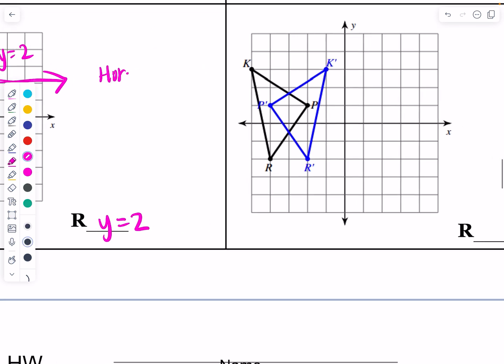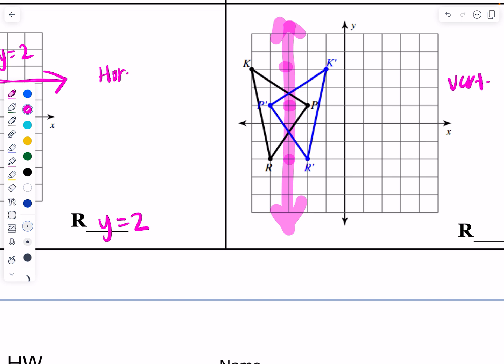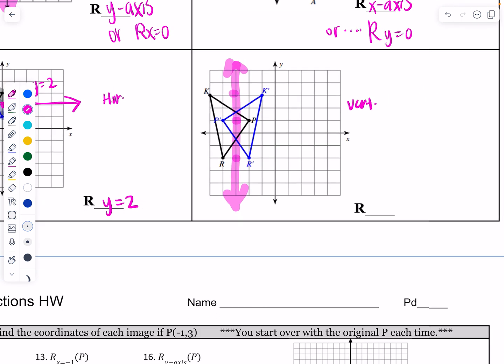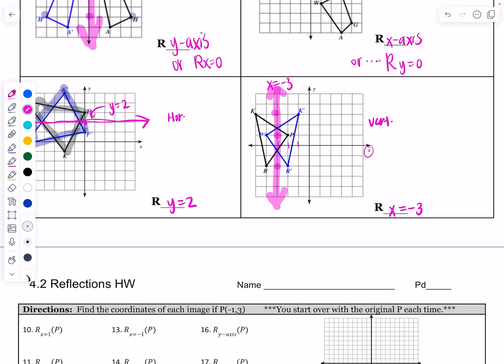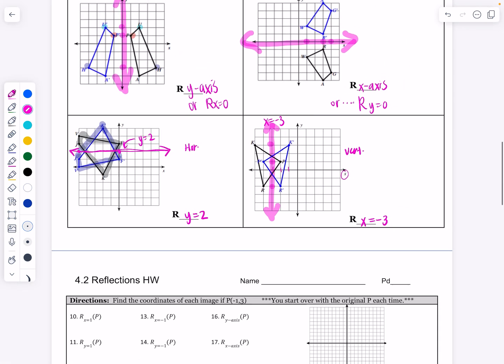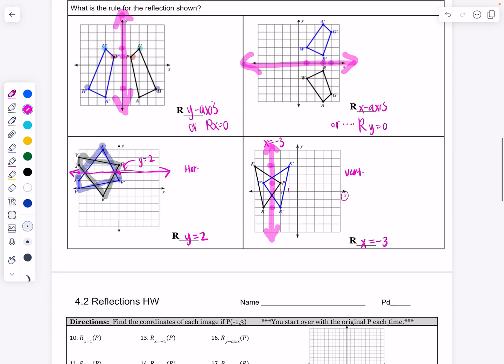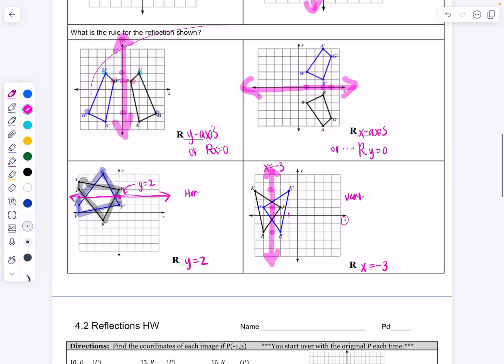All right, this is going to be a vertical line. How do I know? Because it's right in the middle between K and K prime, P and P prime, R and R prime. And so this is going to be a vertical line, V-E-R-T. And so we know it's going to go through the x-axis. Where does it go through the x-axis? -1, -2, -3. So this goes through the x-axis at -3. So this is a reflection. This shape gets flipped over the line x equals -3. And I knew that line needed to be in between those two shapes since they wound up on top of each other, whereas these did not.